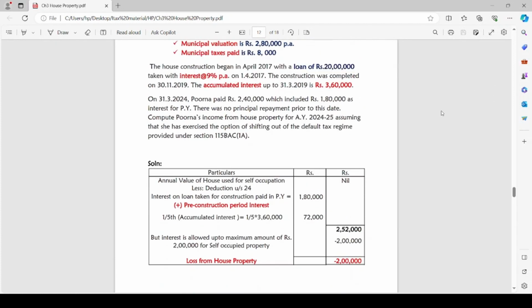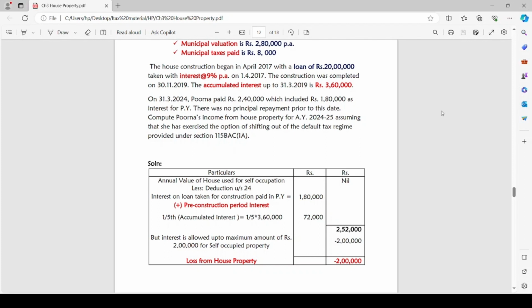Since the house property is self-occupied, we take gross annual value as nil, hence our net annual value of the house property is also nil. The annual value of a house used for self-occupation will be nil. From this, we have to provide only deductions under section 24. We cannot claim the standard deduction at the rate of 30%. So, we can only claim the deduction under section 24B, that is interest on borrowed capital.